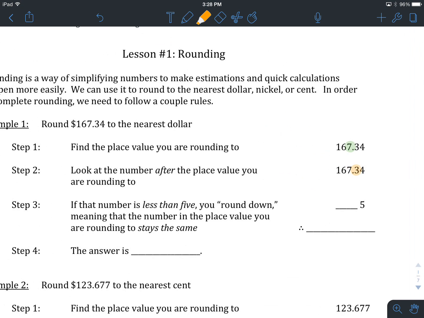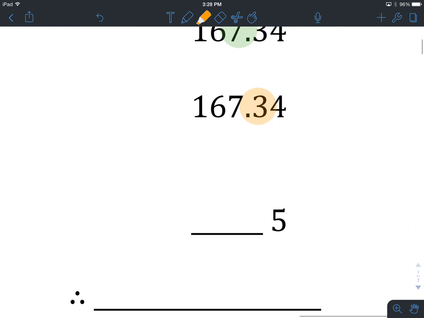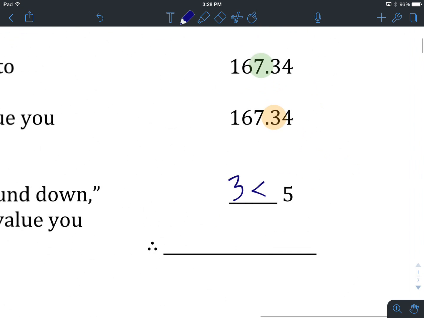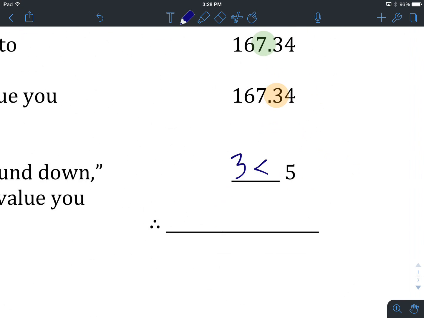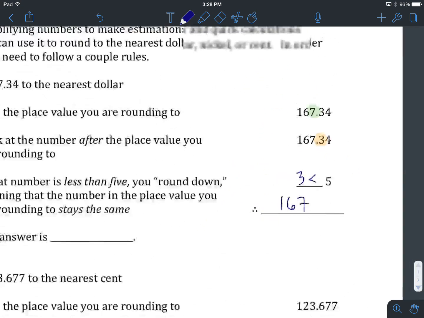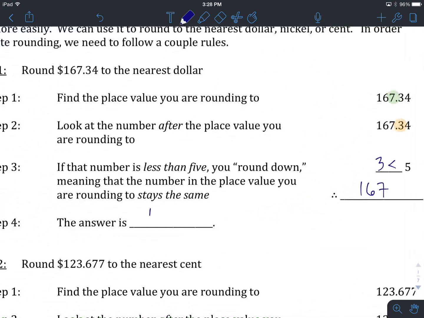So in this particular question, with 167.34, we look to the 3. The 3 is less than 5, which tells us that we are going to be rounding down, which means leaving the 7 as it is. So we would write our final answer as 167, and everything that came after the 7, the number we're rounding to, we're not going to bother to write it at all. So therefore, the final answer is 167.